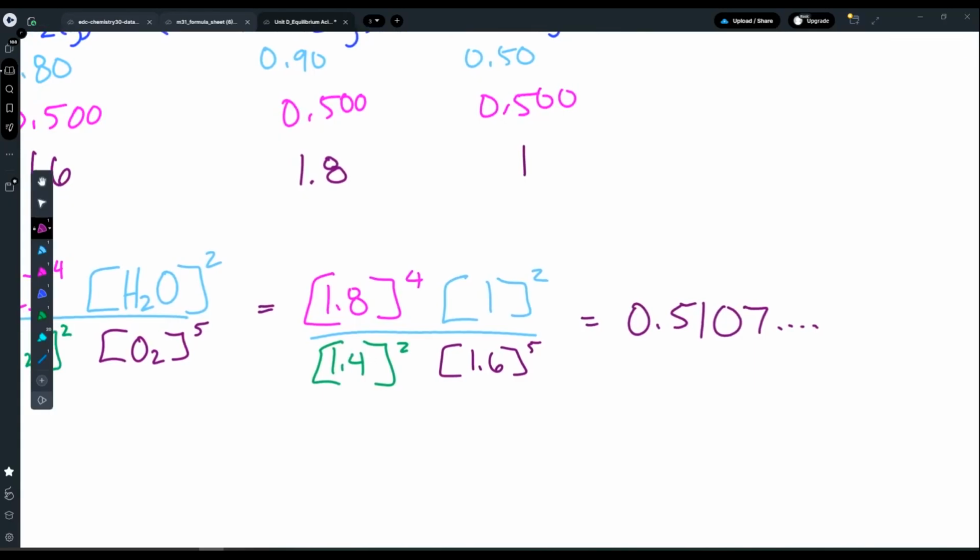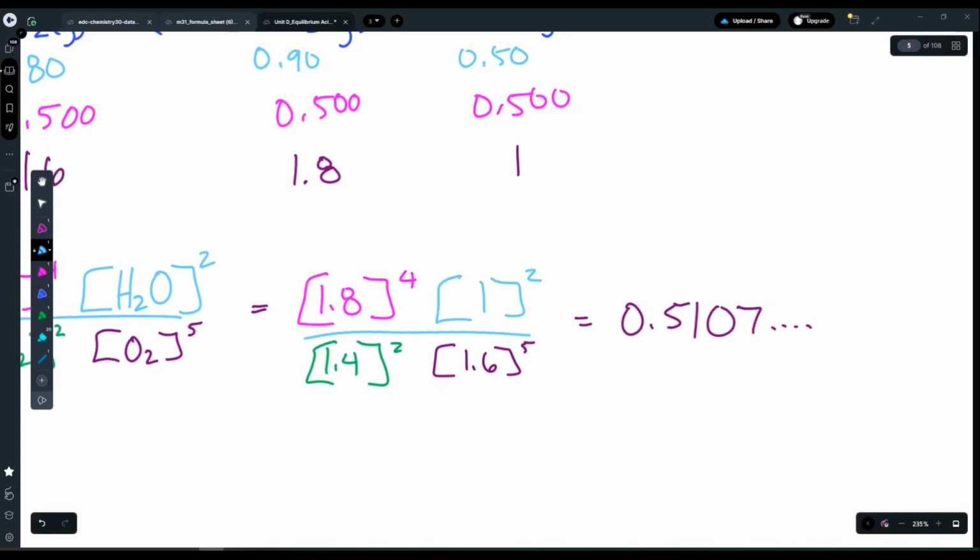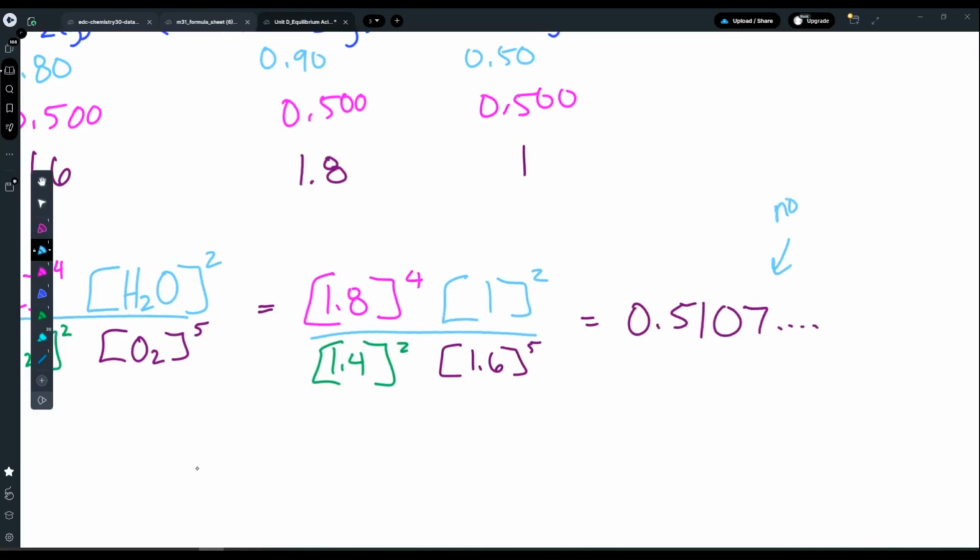Now with your equilibrium constant, there are no units because concentration cancels out completely, or our units for concentration cancel out completely. So no units for your equilibrium constant.